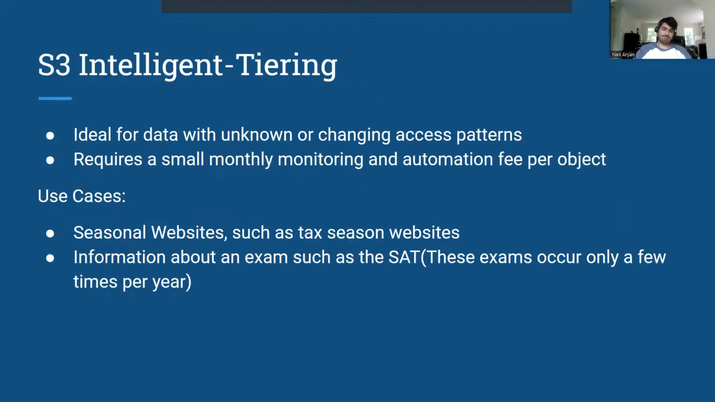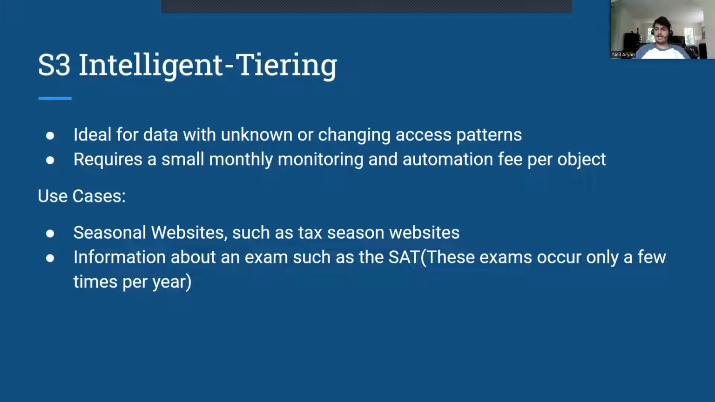And let's talk about intelligent tiering. This is ideal for data with an unknown or changing access pattern. It does require a small monitoring and automation fee for every object that you keep in it. And the use case would be a seasonal website, such as tax season websites.